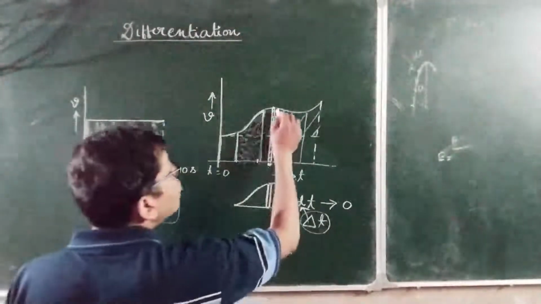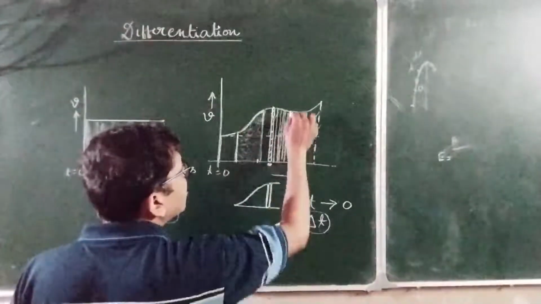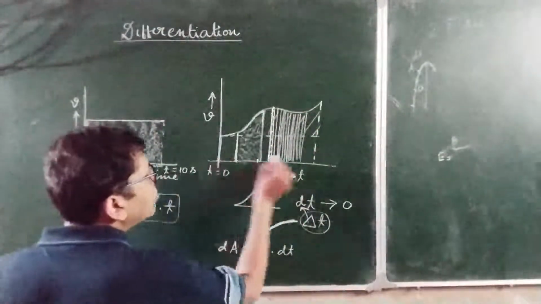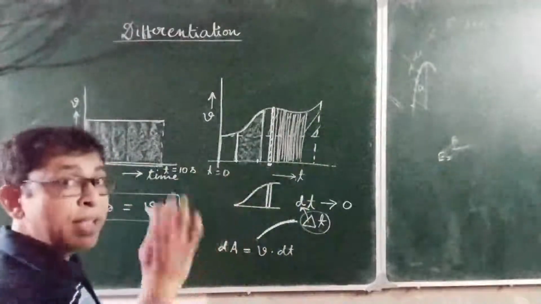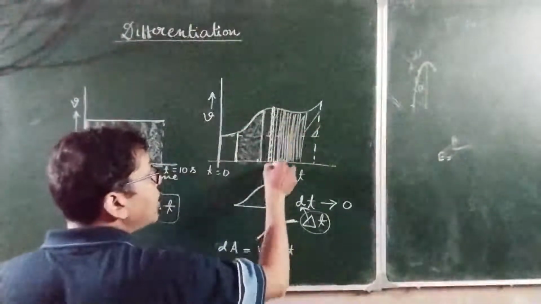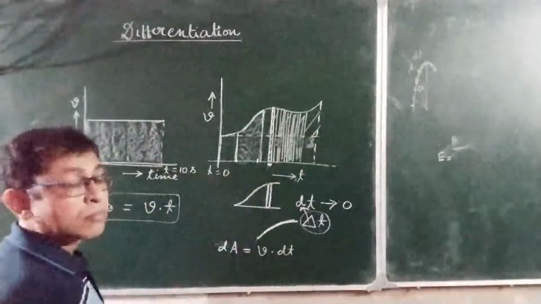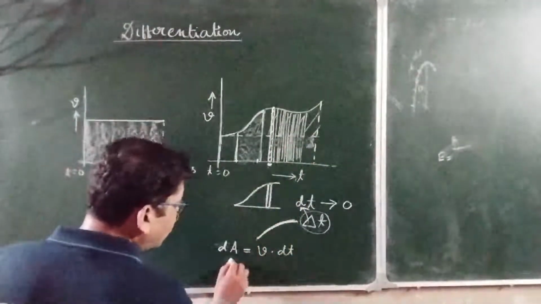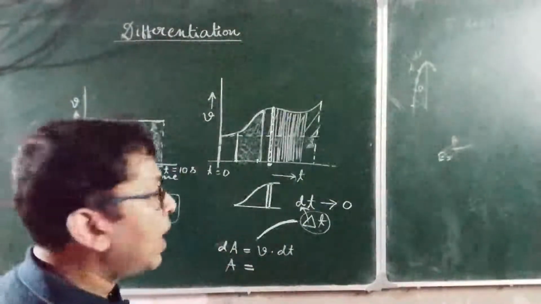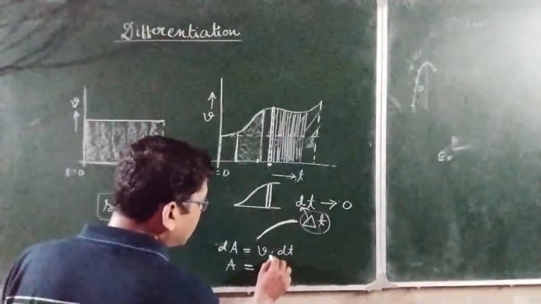You can find innumerable rectangles of this type, a very large number of them from here to there, and if you join them, the areas of all those rectangles, then you can make the total displacement. For that you have to sum them up, and to sum them there is another method in mathematics which is called integration.